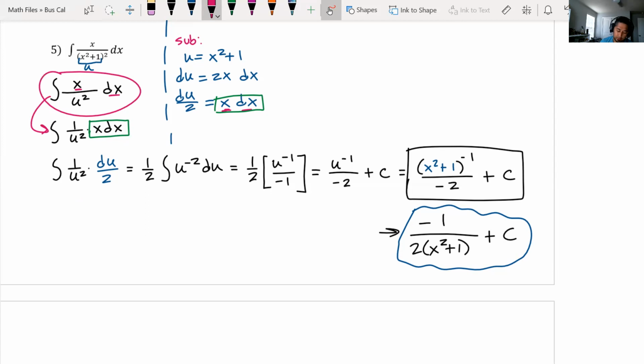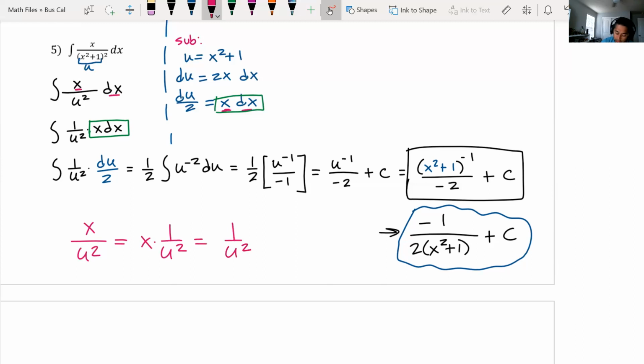By just splitting the fraction apart. So if I have, let's just say, x over u squared, another way to rewrite this is x times 1 over u squared. Or like I wrote it, 1 over u squared times x. So when you take that x off, you're just going to throw it to the right side so it can be x dx? Exactly.